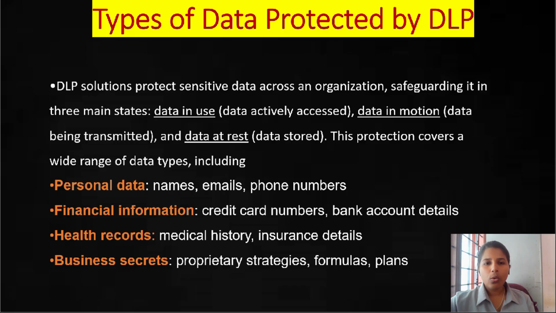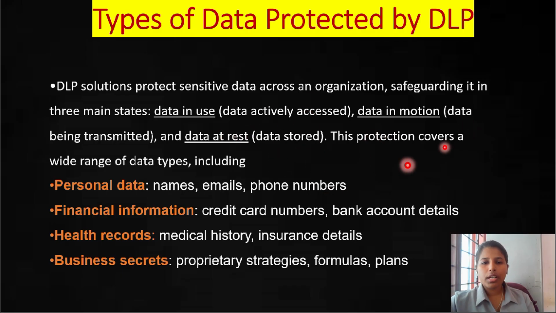And now we can look at the types of data protected by DLP. Sorry for the mistake. DLP solutions protect sensitive data across the organization, as I said previously, and safeguard it in three main stages. One is data in use, which is data actively accessed. Then data in motion, which means data being transmitted, and data at rest, which means data being stored.